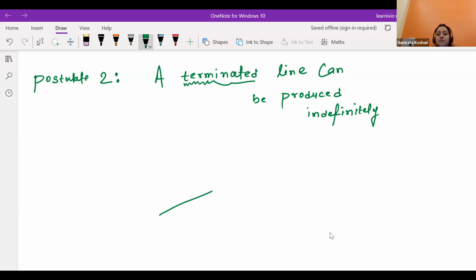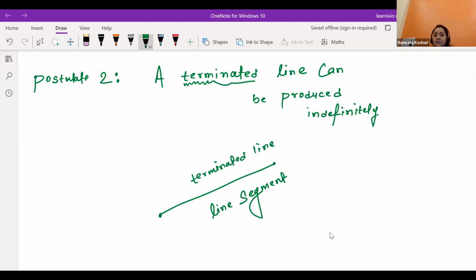So terminated line means a line that has stopped, which we also call a line segment. A terminated line means a line which has two end points. It is known as a line segment. A line which has two end points is called a line segment. Previously the terminology for that line was terminated line; now we call it a line segment.